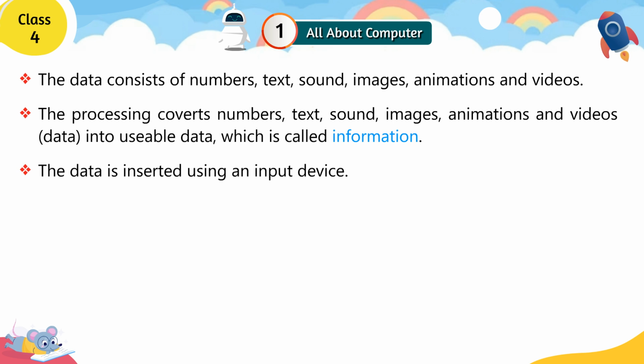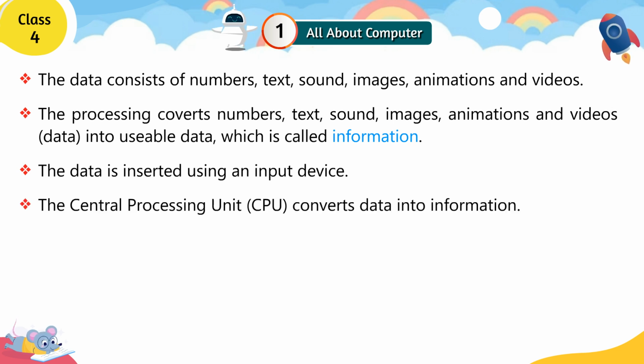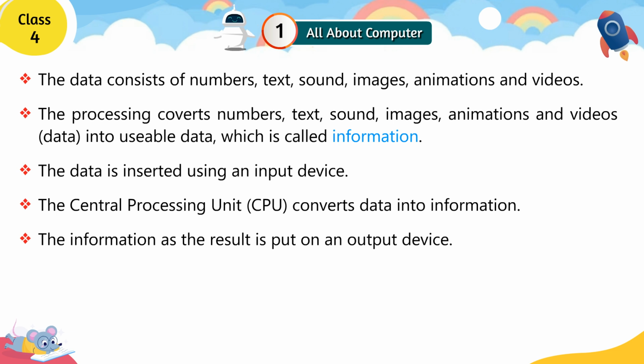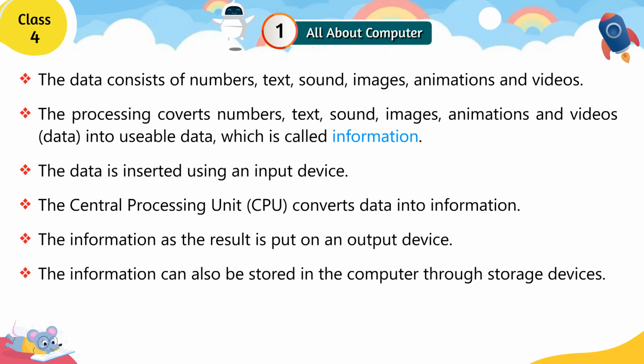The data is inserted using an input device. The Central Processing Unit, CPU, converts data into information. The information as the result is put on an output device. Information can also be stored in the computer through storage devices.